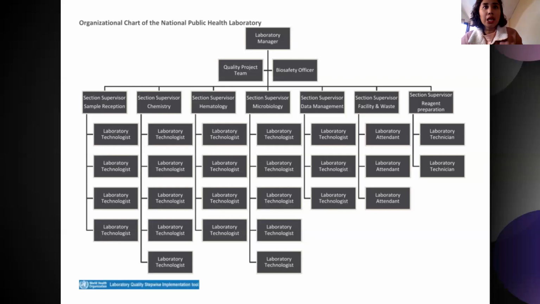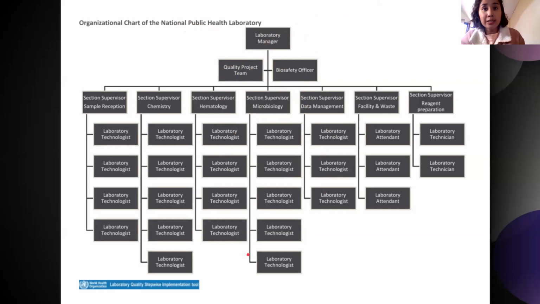So this is an organizational chart of a national public health laboratory. This is just a sample, but notice there are many laboratory technologies. So perhaps this is a big laboratory. Okay, so first we have a laboratory manager. Then its team. Actually, this is the latest, there should be a quality project team. So they monitor the quality control and biosafety officer.